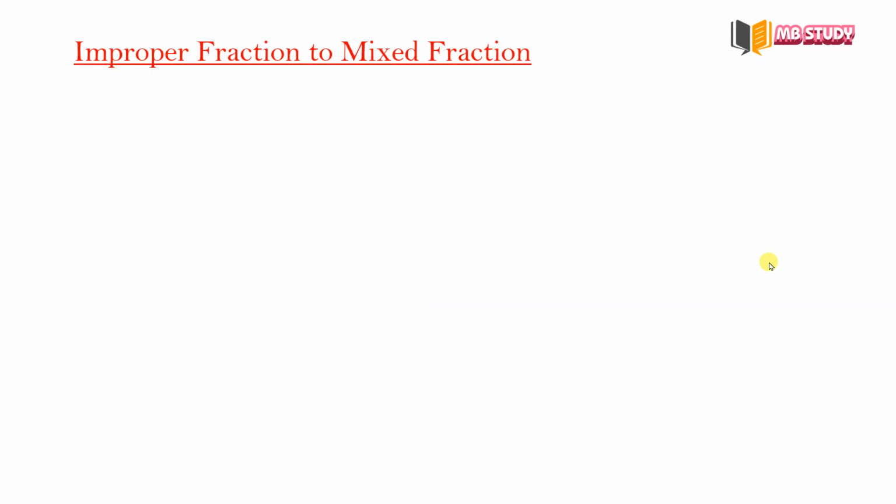Now, conversion of improper fraction to mixed fraction. They may give an improper fraction, and our task is to convert the given improper fraction to mixed fraction. This can be explained by taking one example problem. Convert 45 by 4 into mixed fraction. This one is an improper fraction. What is the definition for improper fraction? Numerator is greater than denominator. If you observe, 45 is greater than denominator.